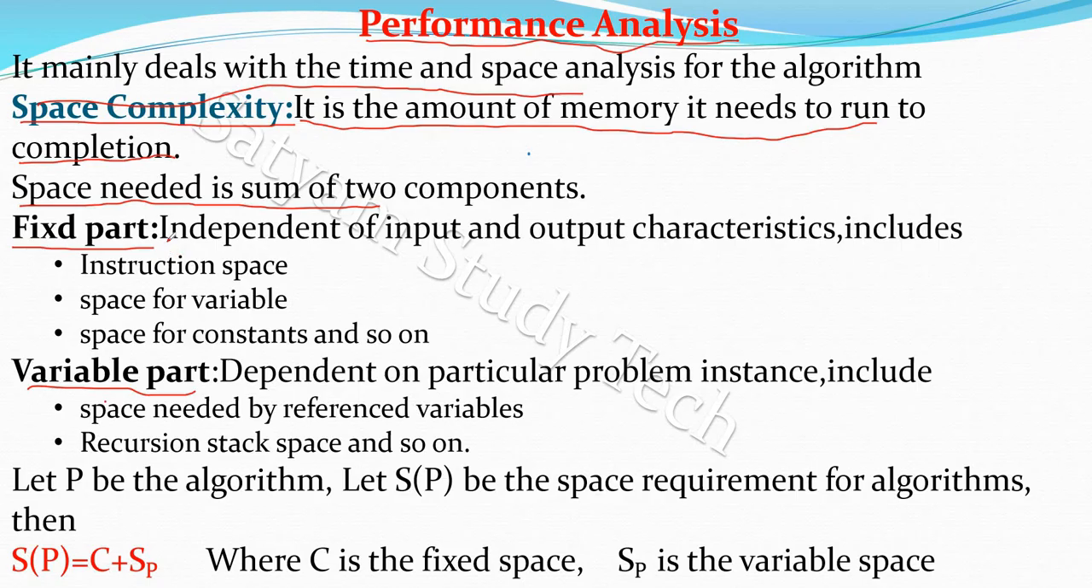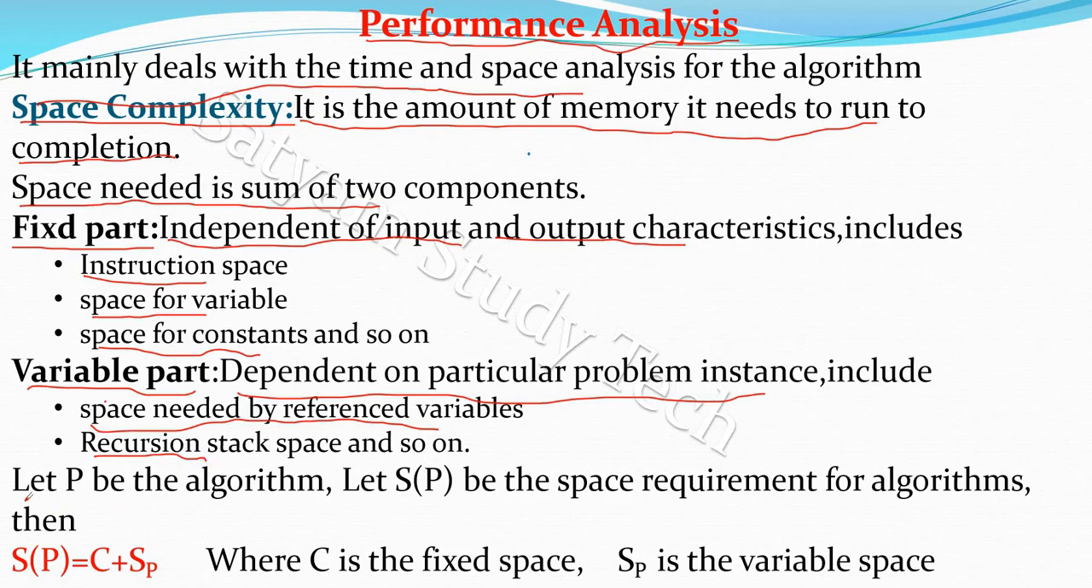Here the fixed part is independent of input. It does not depend on any input and output characteristics. It includes, for example, instruction space, space for variables and space for constants, and so on. Now the variable part is dependent on the particular problem instance. It includes the space needed by referenced variables, like the recursion stack space and so on.